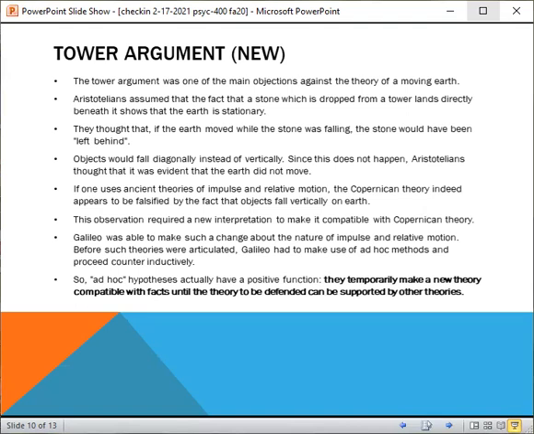So if one uses ancient theories of impulse and relative motion, the Copernican theory indeed appears to be falsified by the fact that objects fall vertically on Earth. This observation required a new interpretation to make it compatible with Copernican theory. So Galileo was able to make such a change about the nature of impulse and relative motion. Before such theories were articulated, Galileo had to use ad hoc methods to proceed counter-inductively.